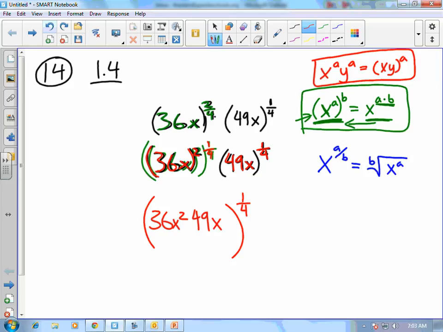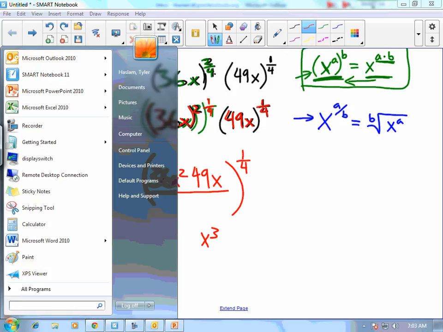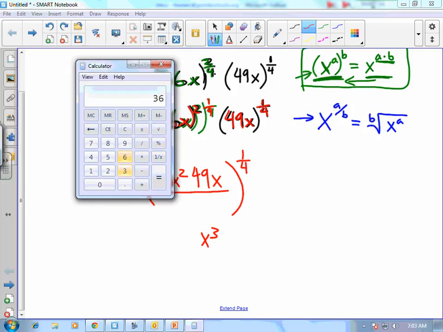All right, so the next step is we're going to use this rule over here. Actually, before we do that, I can combine some stuff in here. So this 36x squared times 49x: you could do 36 times 49, and you could do x squared times x. If you do that, x cubed is the x squared times x, and 36 times 49, let's pull up a calculator here. It's kind of early, I don't know if I can do that in my head. 1764.